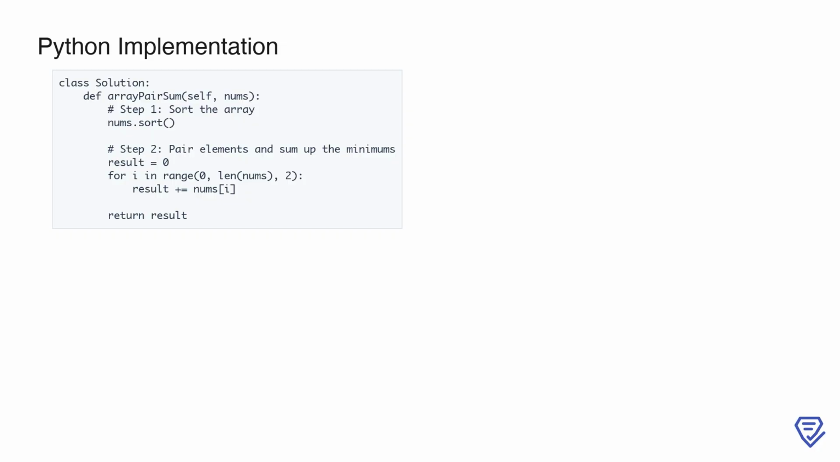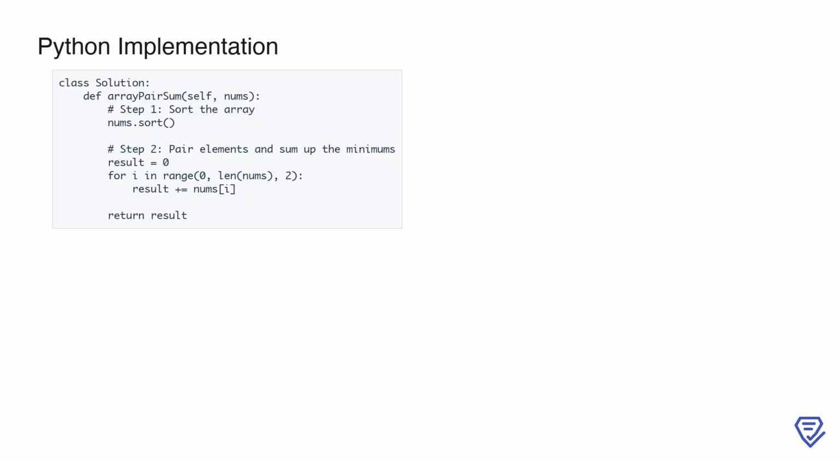2. Iterate over every second element. After sorting, we loop through the array with a step of 2, starting at index 0. This approach directly selects the smaller number of each pair, which is the first number in each consecutive pair after sorting. 3. Sum the minimums. Add each selected number, at index 0, 2, 4, etc., to the result variable. This guarantees that we are calculating the maximum possible sum of the minimums. 4. Return the result. Finally, return the accumulated result after the loop completes.